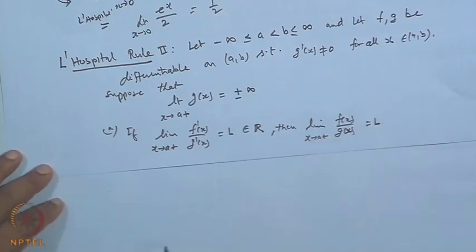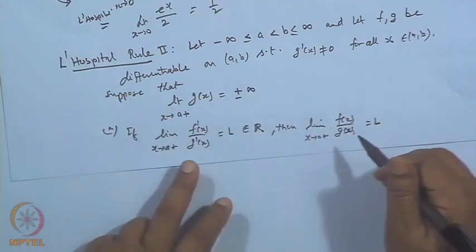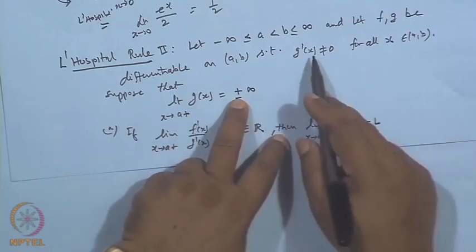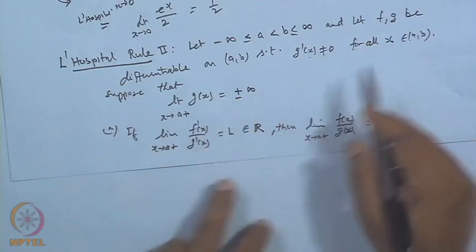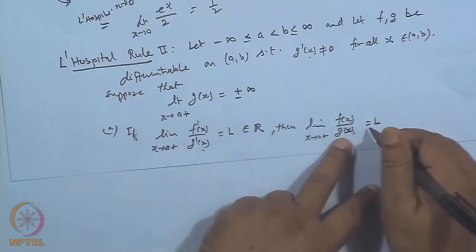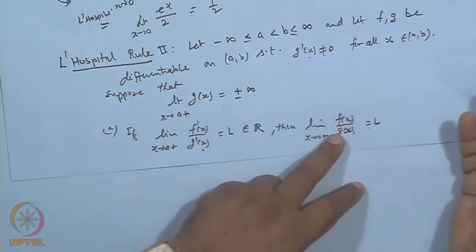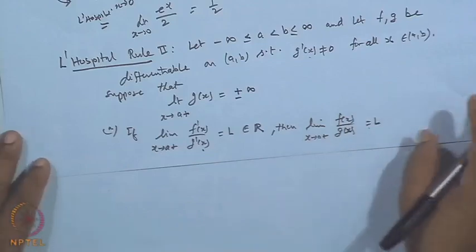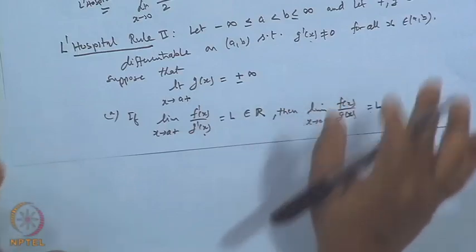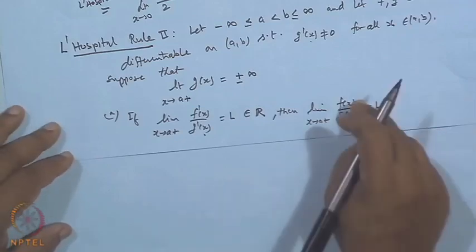L. So, here the case is this: if f and g are differentiable, and the limit of g x is infinity or minus infinity, suppose I take plus infinity, and the derivative of g does not vanish anywhere in the interval, then if the limit of their derivative exists, then the limit of their ratio will exist. So, it is silent about the f x, whatever the f x value may be. This limit will be L. It is silent on the f x, but it is defined and finite, and this limit will be this one.